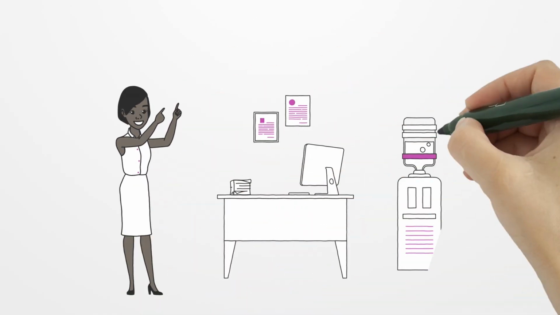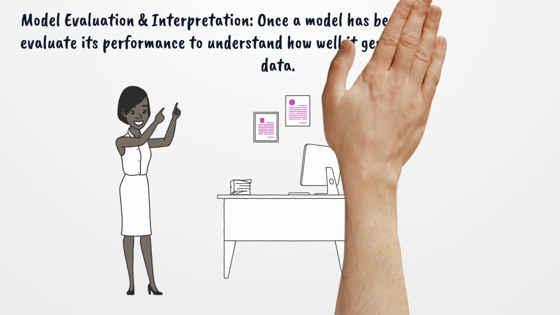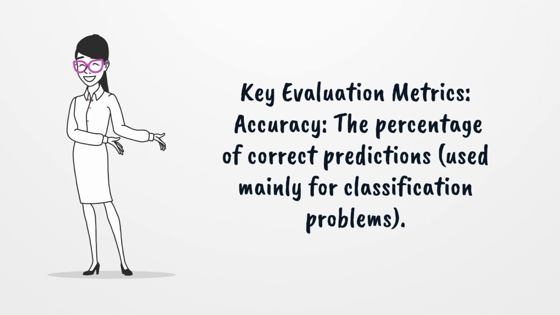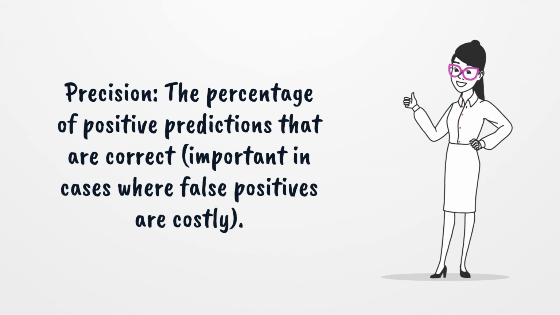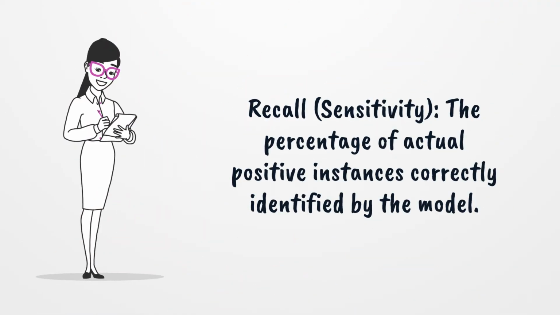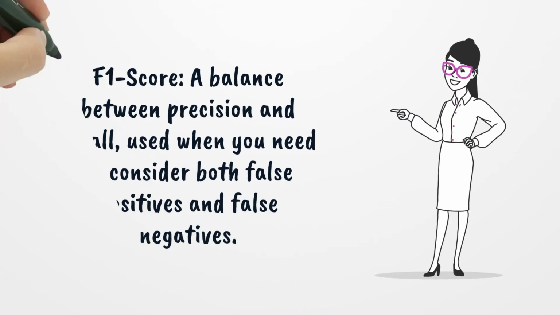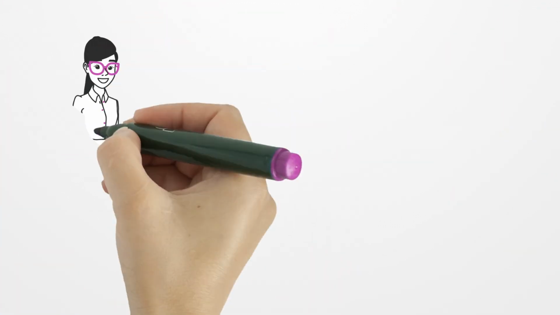Model evaluation and interpretation. Once a model has been built, it's crucial to evaluate its performance to understand how well it generalizes to new, unseen data. Key evaluation metrics. Accuracy, the percentage of correct predictions, used mainly for classification problems. Precision, the percentage of positive predictions that are correct, important in cases where false positives are costly. Recall, sensitivity, the percentage of actual positive instances correctly identified by the model. F1 score, a balance between precision and recall, used when you need to consider both false positives and false negatives.